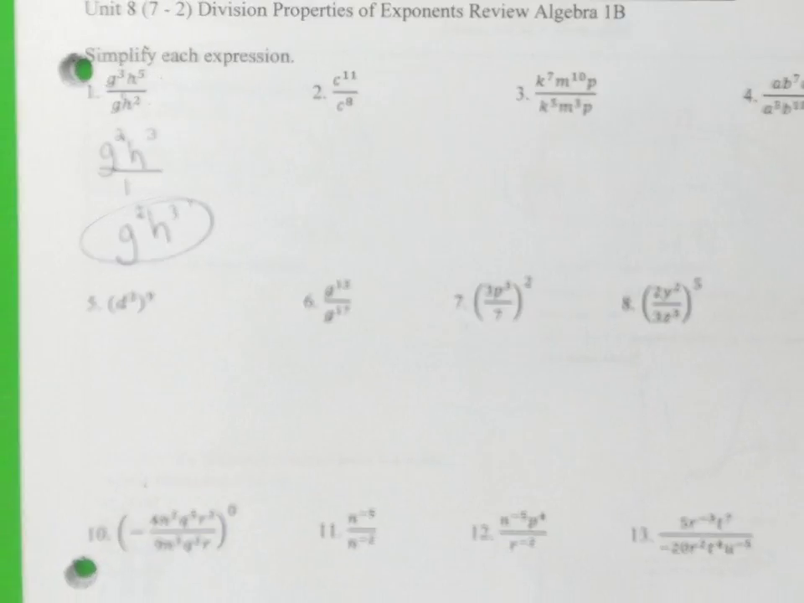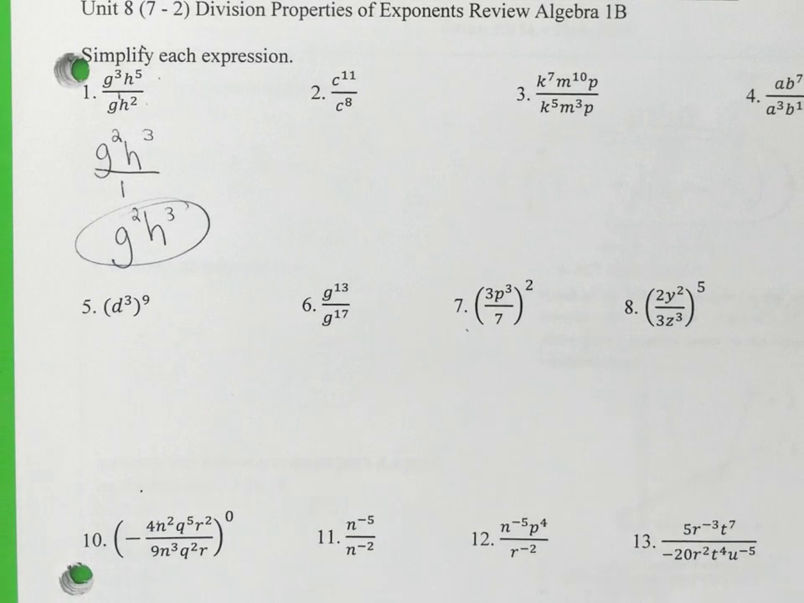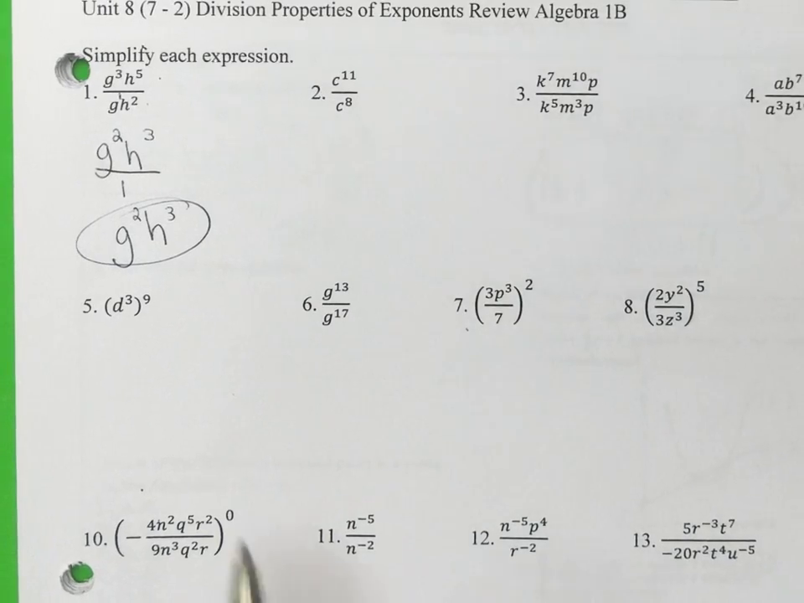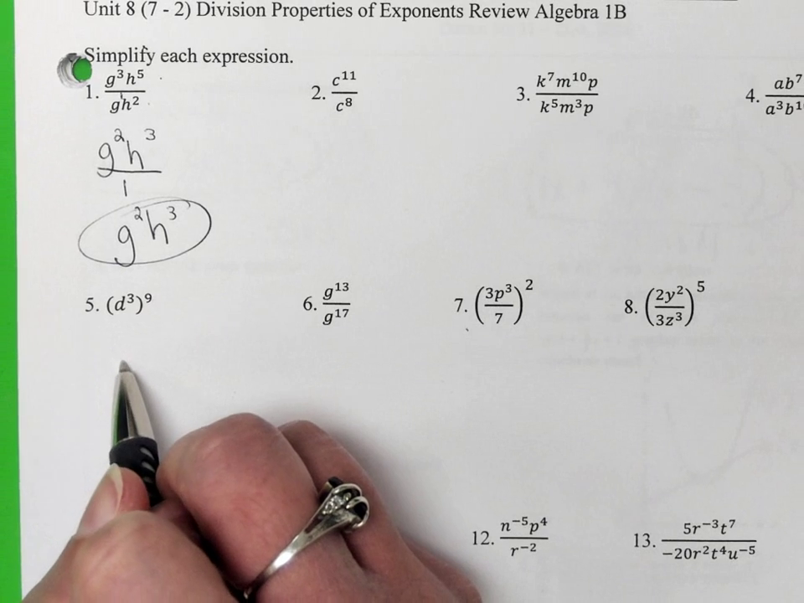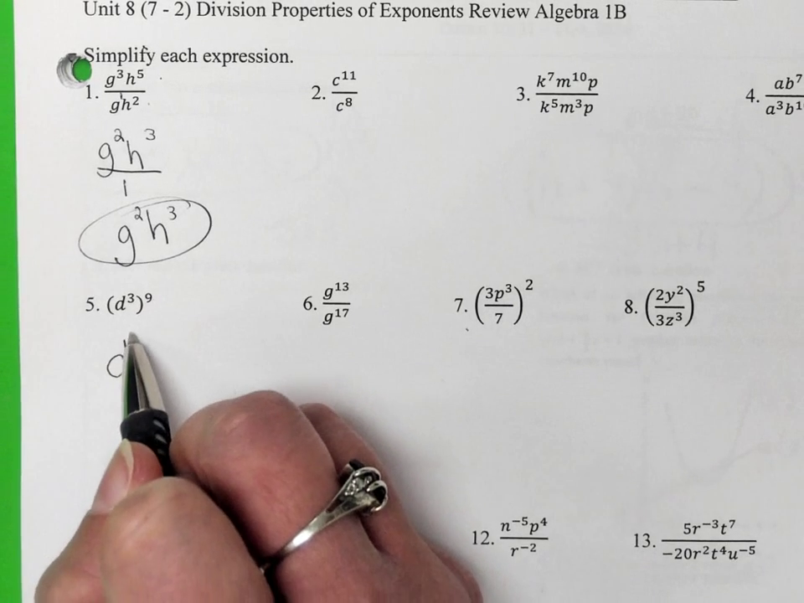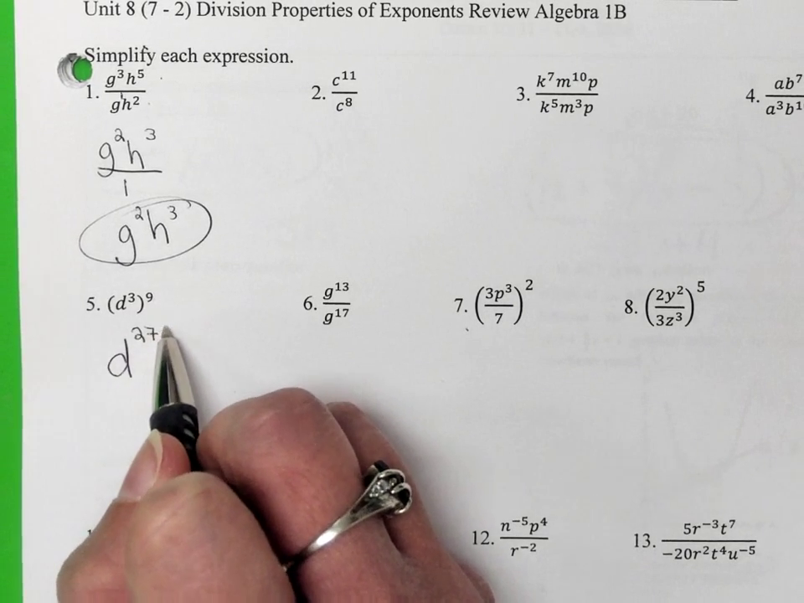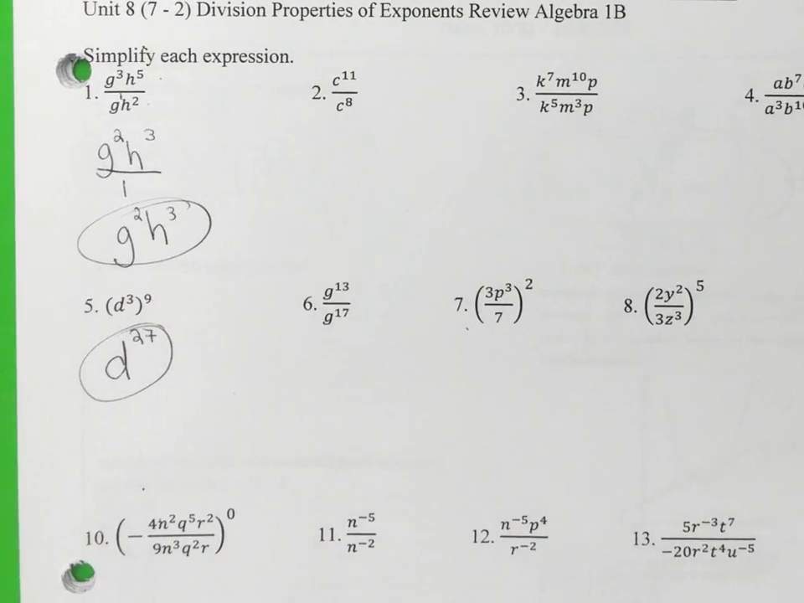Y'all okay? All right, let's do number 5. How many D's do I have? 1. So what do I do to 3 and 9? Multiply. 3 times 9 is 27.